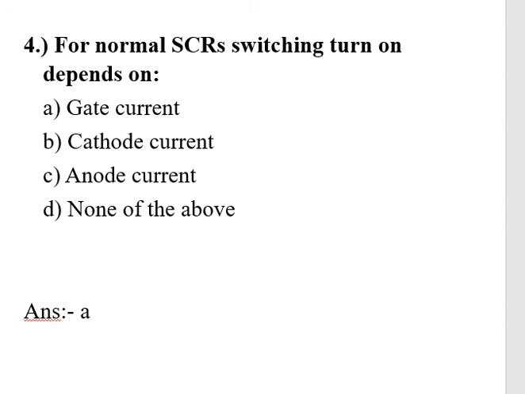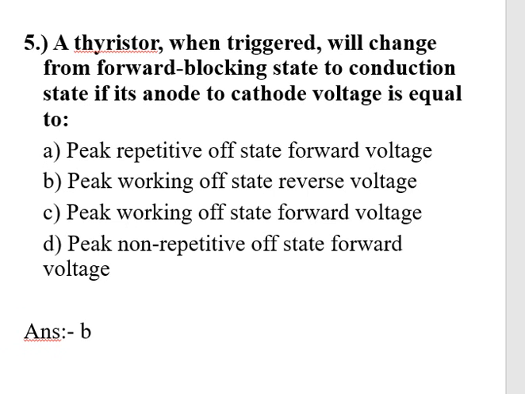For normal SCRs, switching turn-on depends on the gate current. A thyristor, when triggered, will change from forward blocking state to conduction state if its anode to cathode voltage is equal to the peak working off-state reverse voltage.